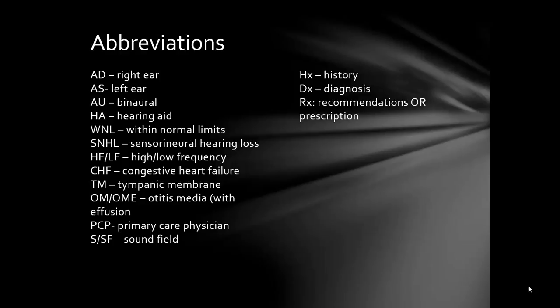AD and AS are Latin for right ear and left ear. AU is Latin for both ears. The rest of these are sort of self-explanatory. OM is otitis media, OME is otitis media with effusion, and you'll see those used interchangeably sometimes. History, diagnosis, recommendations, or prescription.